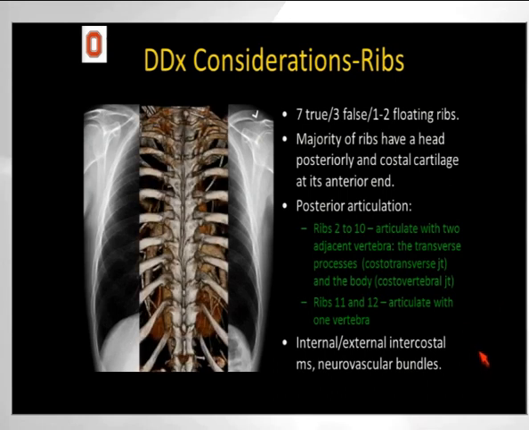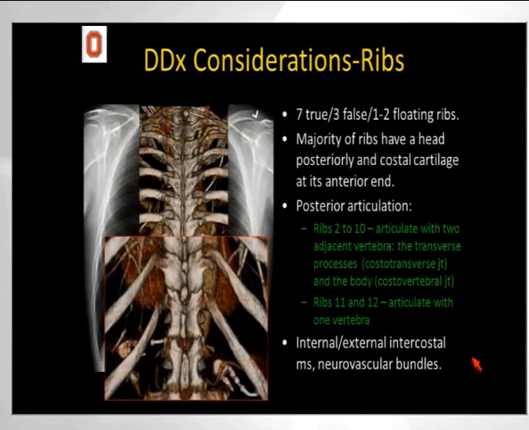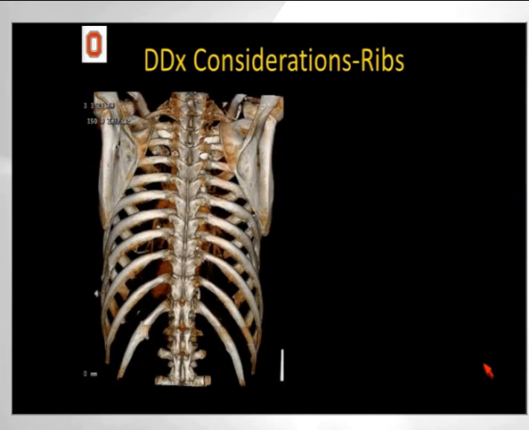When we think about the posterior articulations, about ribs 2 through 10 articulate with 2 adjacent vertebral bodies through either the costotransverse joints or through the costovertebral joints. Lower down, certainly at rib number 12, but also at the 11th thoracic vertebra, the rib may articulate through only a costovertebral joint and hence only have 1 attachment. In between the ribs are the intercostal muscles, and of course the neurovascular bundle courses directly beneath the rib.